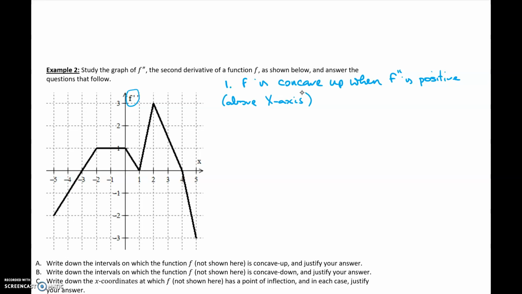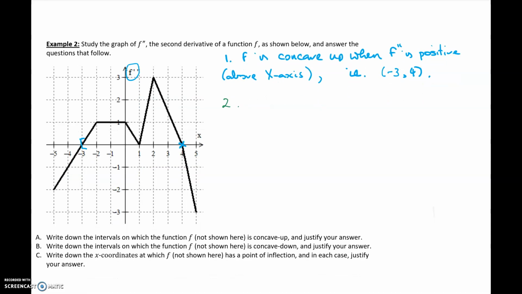Well, f double prime goes above the x-axis at -3, and it doesn't come down below the x-axis again until 4. So, let's write it like that: from -3 to 4. That's a quicker way of writing it because we're pressed for time again.